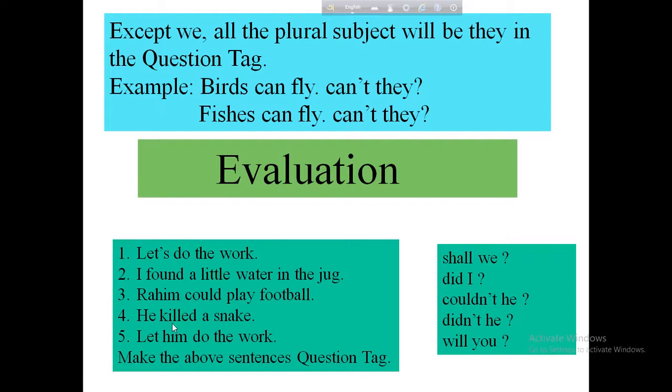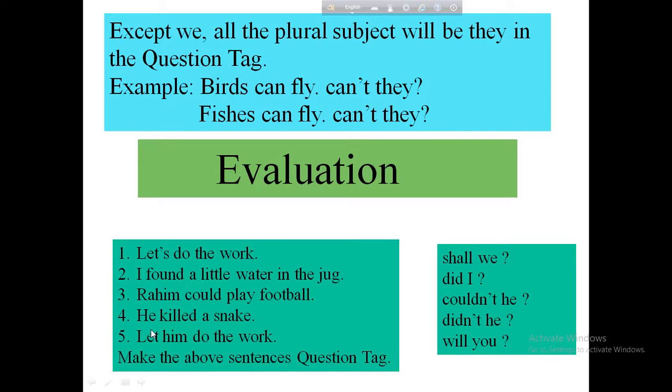So, did I? Rohim could play football. So here what is the auxiliary verb? Here the auxiliary verb is the modal verb could. So could will be first. Could. And the statement is affirmative, so the tag will be negative. Couldn't. Instead of Rohim, the pronoun will be he.